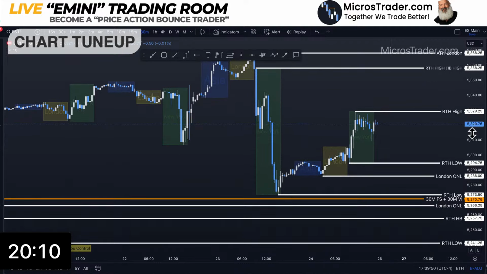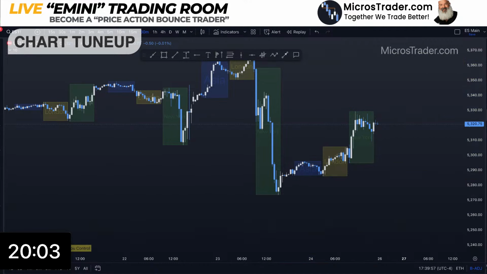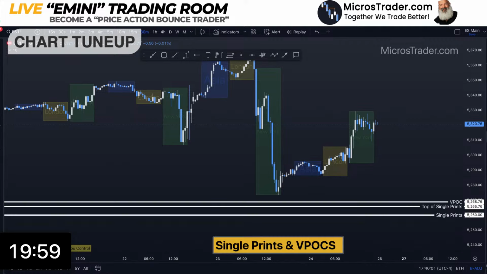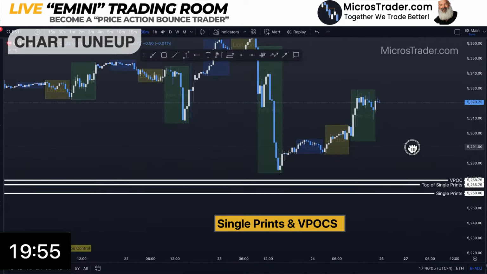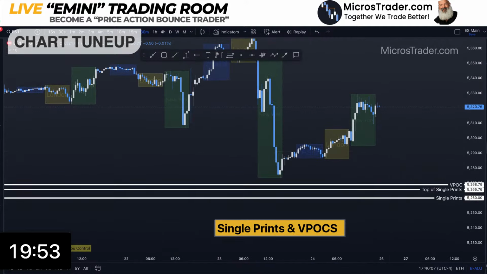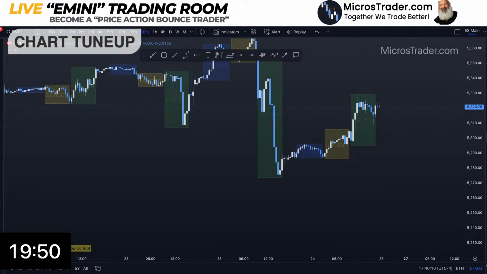If I was to, heck, let's do this. Let me move all these levels now into the session levels folder. You can't see that, but that's what I'm doing. So the single prints and VWAPs, there was nothing up here left. They're all below us. Those are on the price map at microstrader.com if you want to put those on your chart, and I encourage you to do so.